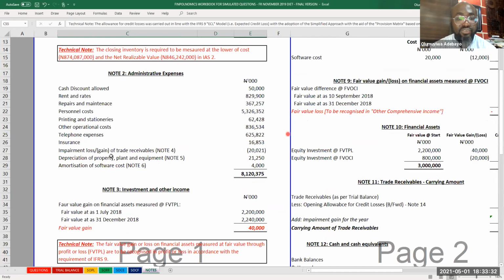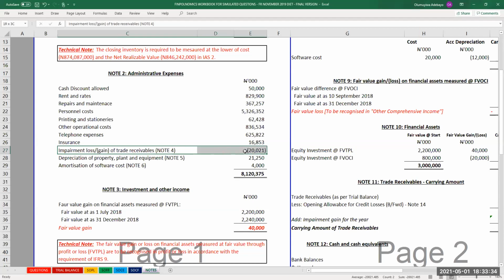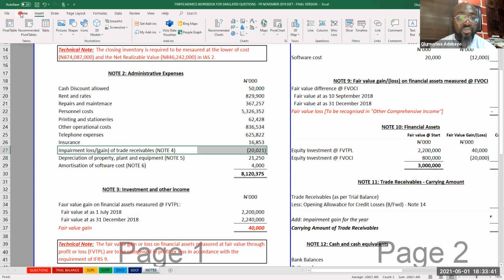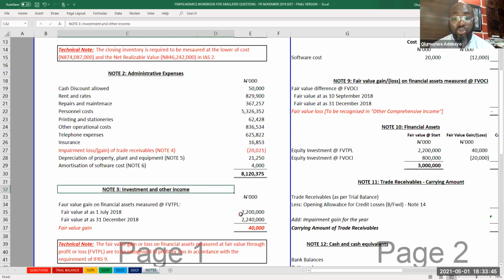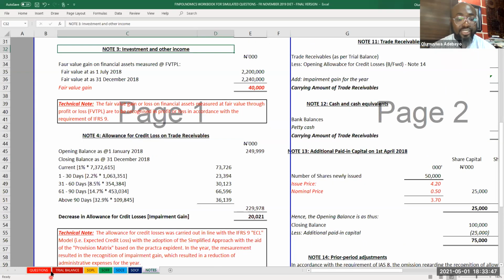That means in our administrative expenses, the impairment gain arising from that will be used to reduce our admin expense because it's like a profit. Okay? It's like a profit. Okay, that is that. Thank you. Now, doing this, we've dealt with all of the additional information.